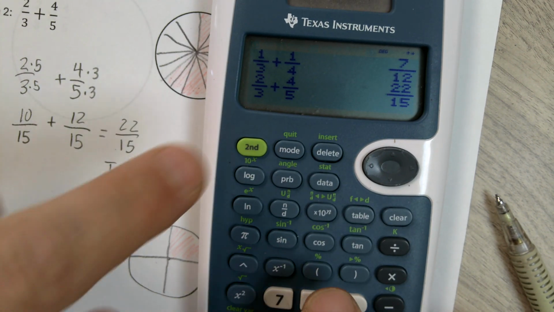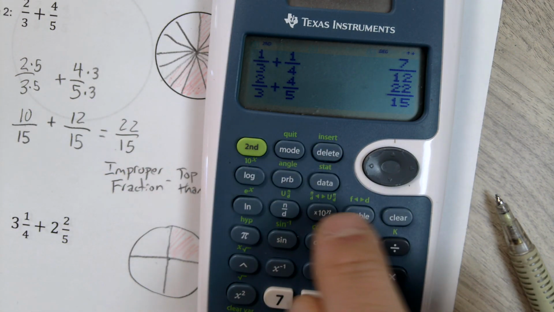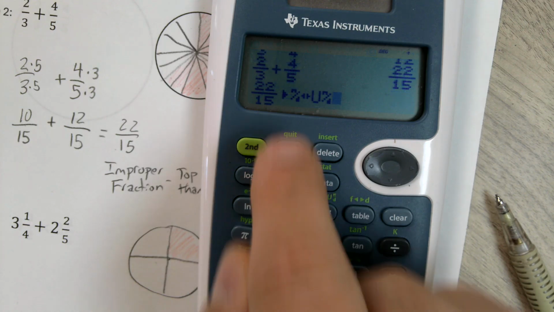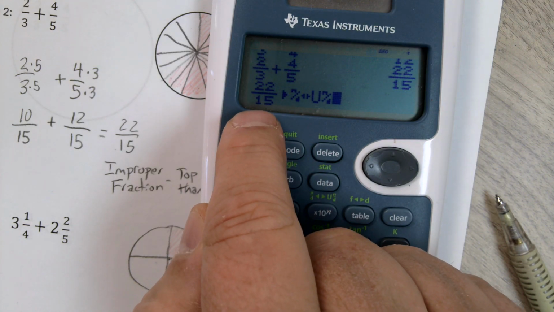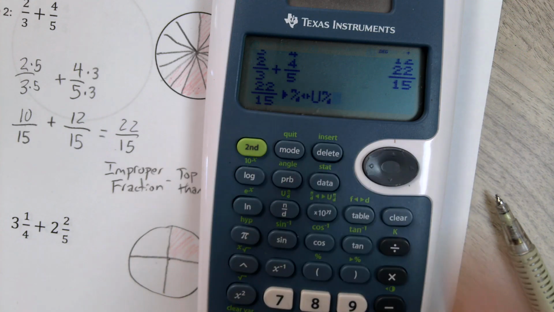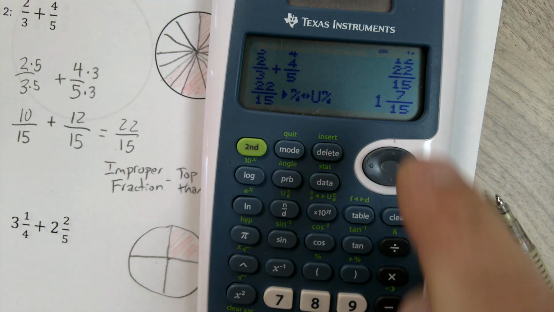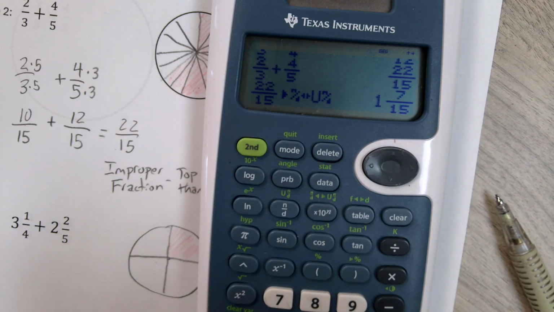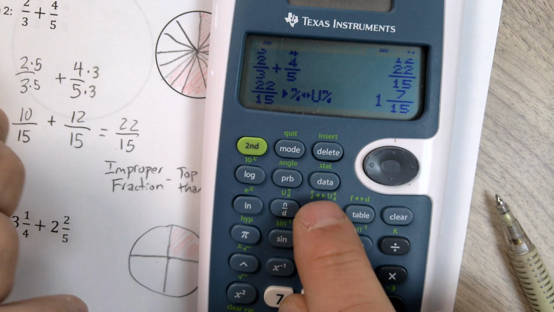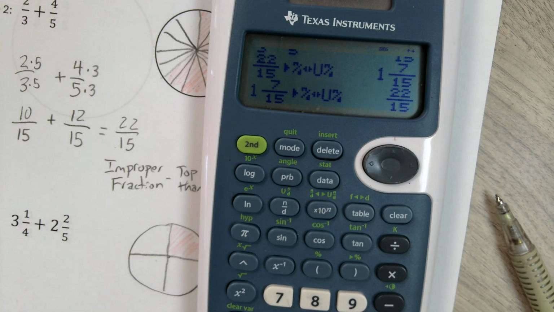So all we have to do is hit the second button. When you hit the second, it does whatever is green above the key. So when I hit this, we're going to take this 22/15 and change it from an n/d form to a n/d, which is your mixed fraction. There's your 1 7/15. Just to let you know, if you want to convert a mixed back to an improper, you do the same key again, and it'll change it back to improper.